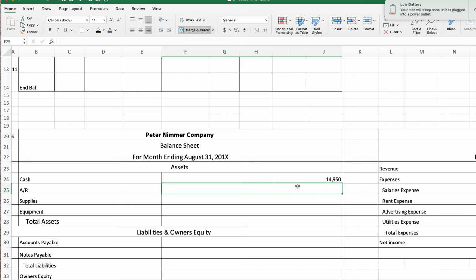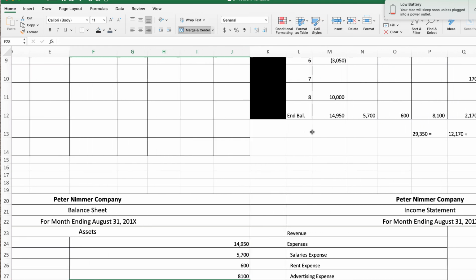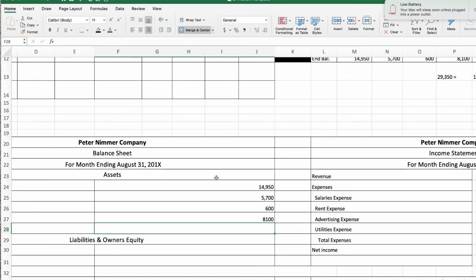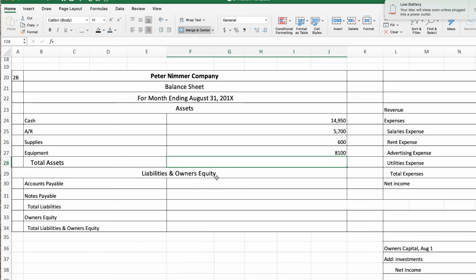We know the ending balance of accounts receivable was 5,700. We know the ending balance of supplies was 600, and we know the ending balance of equipment was $8,100. Okay, and again, we can go and look and just make sure we have all the right numbers. I know we do. So I need to total up my assets here.